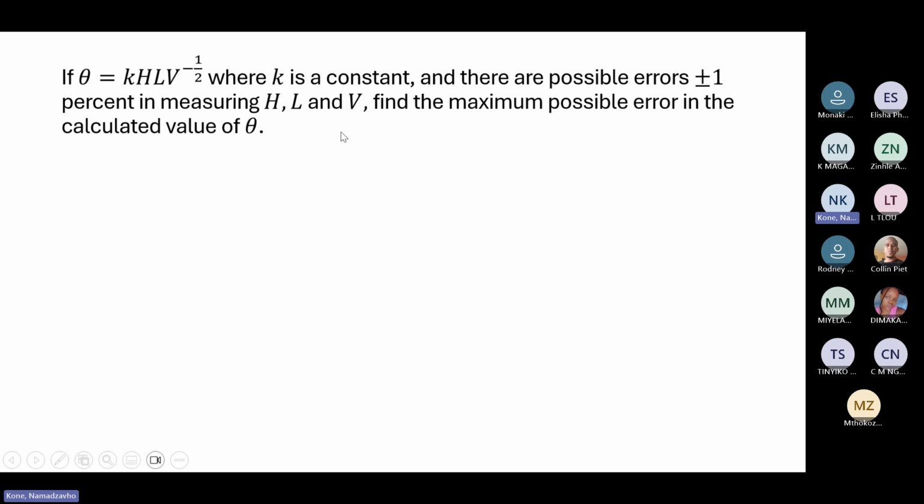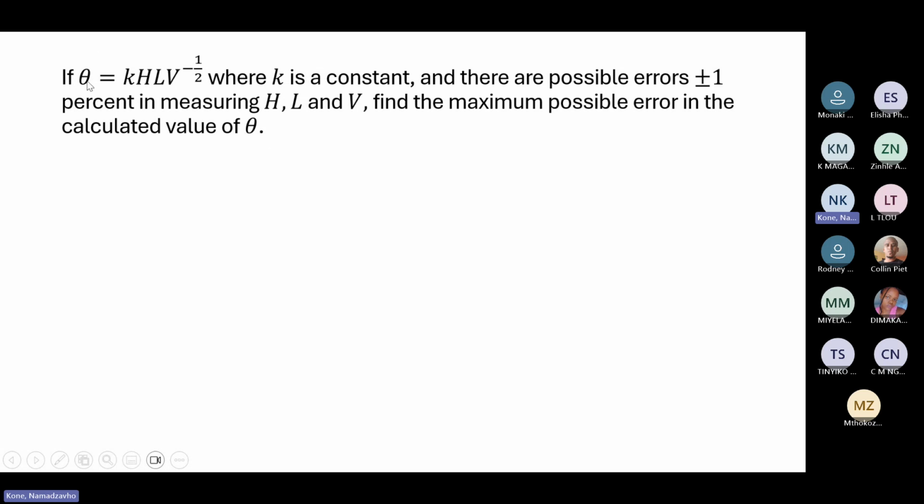So now we need to find, with this plus or minus 1% of errors on H, L, and V, the maximum possible error. So this word maximum is very important. It will be very important when we do our calculations, and you will see why I say it's very important. But now they may have said, find the minimum possible error. Then I will explain what we would have done if the question was, say, find the minimum possible error. So now let's concentrate on this word maximum possible error in the calculated value of theta.